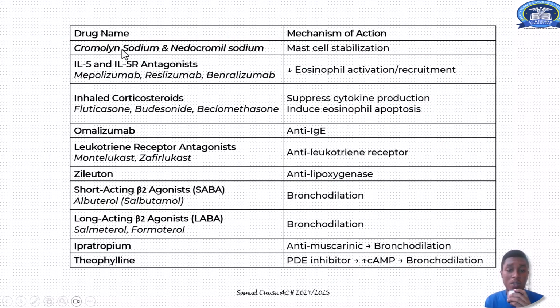We have cromolyn sodium and nedocromil sodium. They prevent mast cell degranulation, and mast cell stabilization is the priming of the mast cell that I talked about. And then interleukin-5 antagonists, these are the ones that will prevent the activation of eosinophils, that's mepolizumab and the rest. And so we will talk about inhaled corticosteroids, and then we've already mentioned omalizumab, and then we'll visit this when we are done with the video.